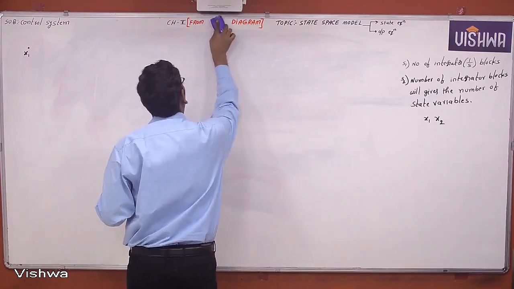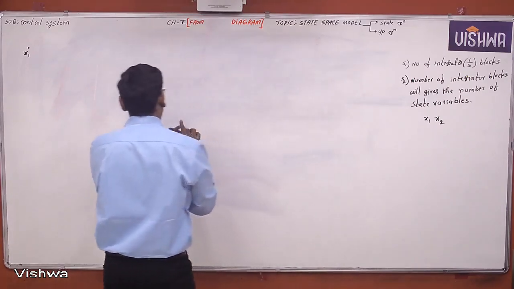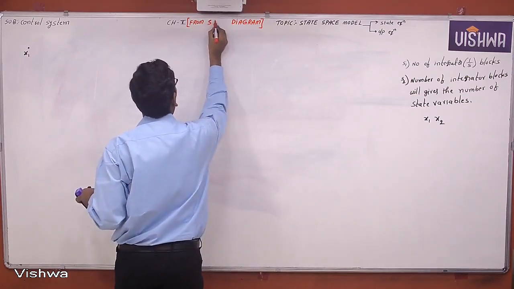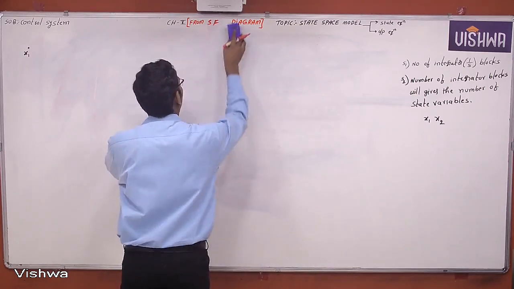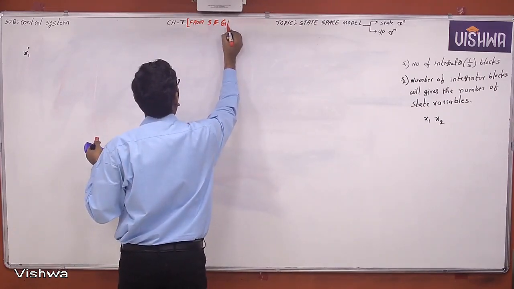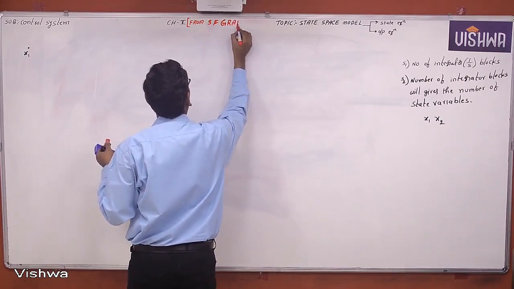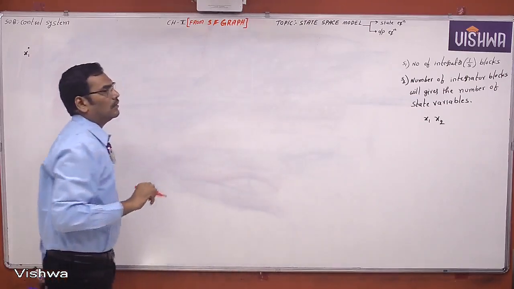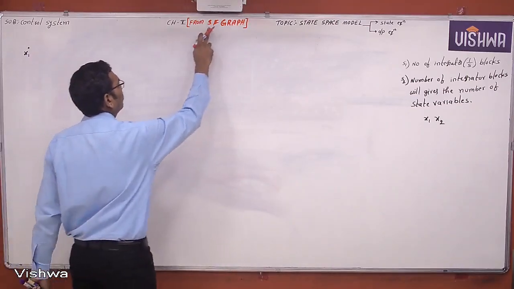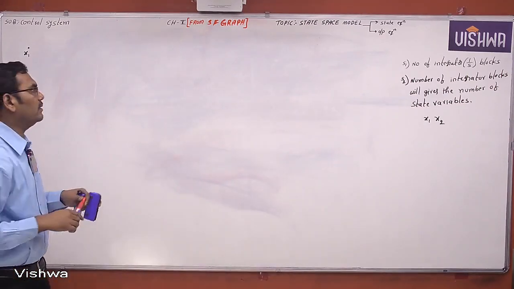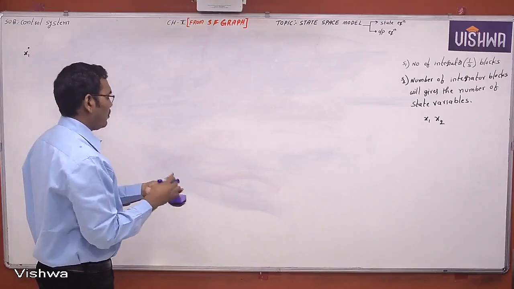Now we will find the state space model from signal flow graphs. From the signal flow graph diagrams, how do we find the state space model? Now, we'll take one problem.